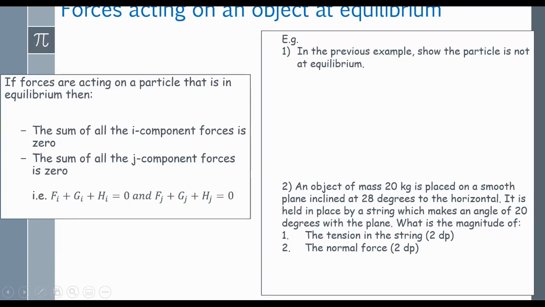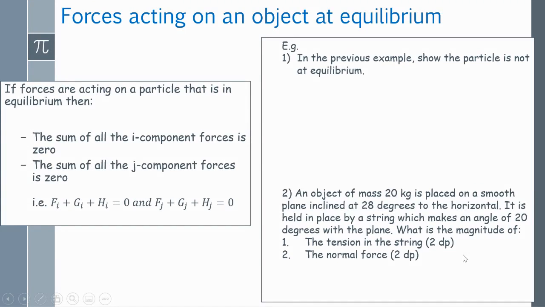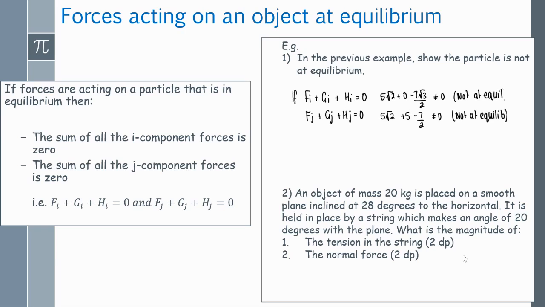So how does this help us with problems where we have an object at equilibrium on a plane? If forces are acting on a particle that is in equilibrium, then the sum of all their i component forces is 0. You can also do it the other way and say the sum of all the j component forces is also 0.